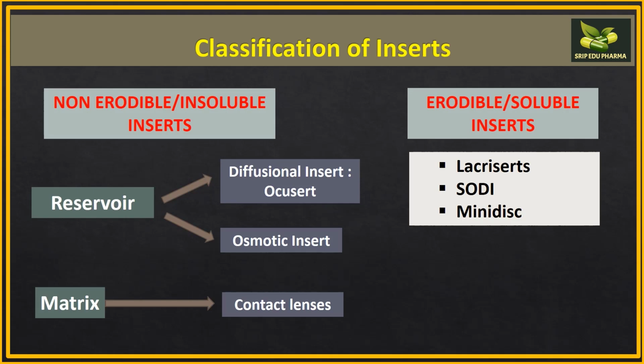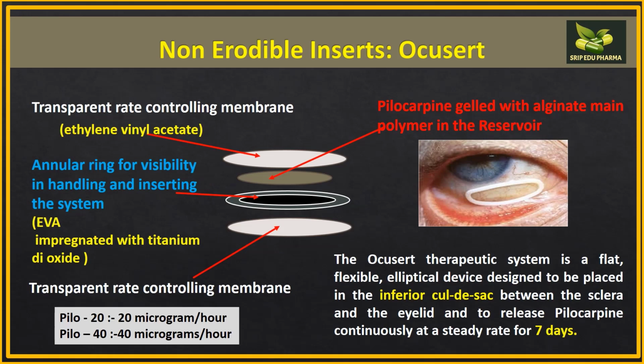Then comes erodible or soluble inserts. The examples are Lacriserts, SODI and Minidisc. As we have already seen about non-erodible insert, that is OcuSert, it is a flat flexible elliptical device which is designed to be placed in the inferior cul-de-sac between the sclera and the eyelid. And in this the drug is pilocarpine and it releases drug for 7 days continuously.